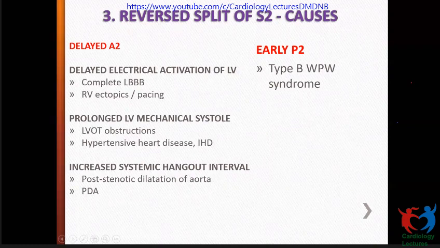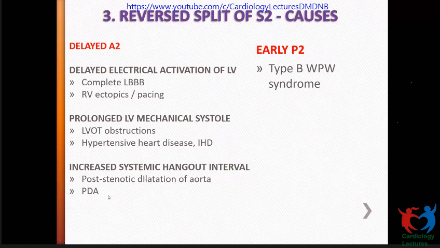Reverse splitting causes, we already discussed. Early P2 occurs in type B WPW, or it could also occur in RV ectopic and RV pacing, which is also like LBBB, whereas delayed A2 occurs in complete, classical LBBB, prolonged LVOTO, hypertensive heart disease, rarely, but it can happen. But IHD, LV dysfunction, if it is dilated, as we discussed, the A2 gets delayed.